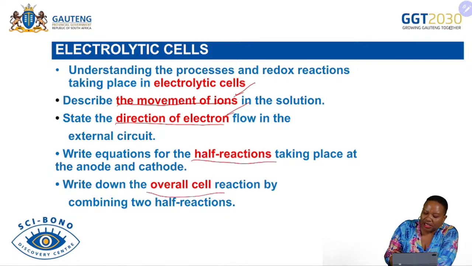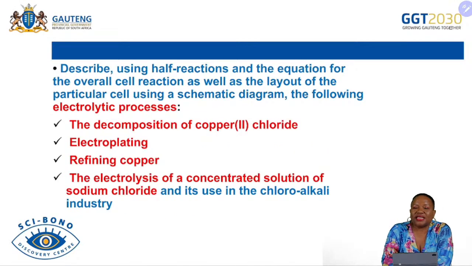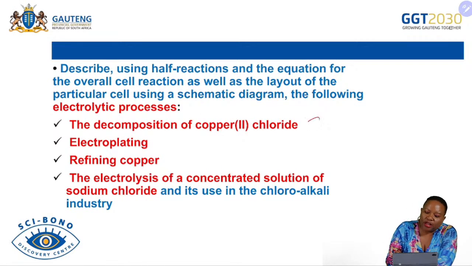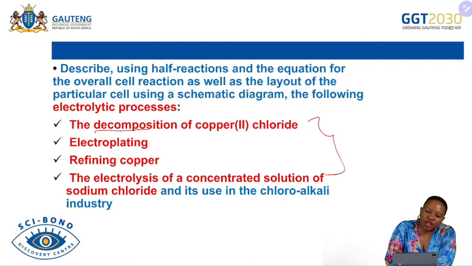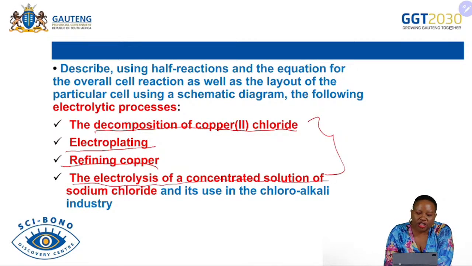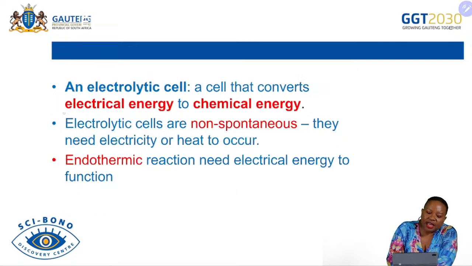But what is important is that now we are dealing with cells that are provided energy to operate. We are also going to look at the 4 processes that are undergone by these cells, which are electrolytic: the decomposition of copper chloride, electroplating, refining of copper, and the electrolysis of concentrated sodium chloride solution, used in the chloroalkali industry.